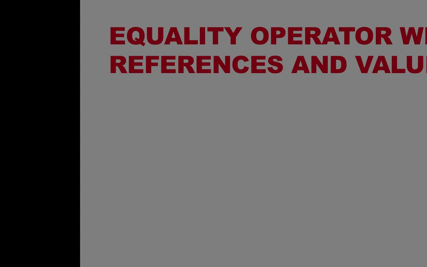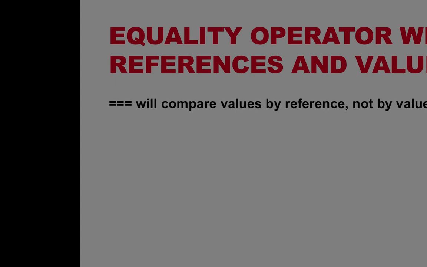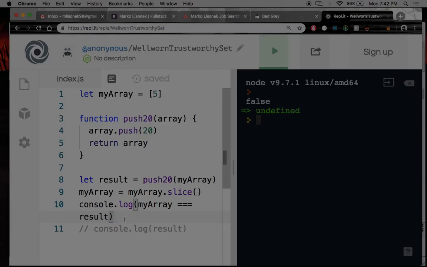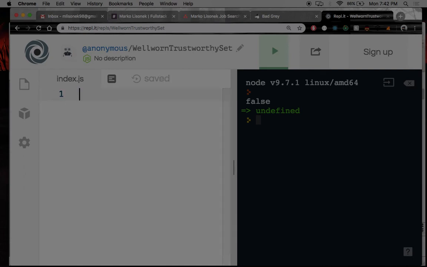So now, once again, the equality operator with references and values. Triple equals will compare values by reference, not by value. So, like we saw in here, these are not the same thing, right? Let me just get rid of all this to make it a little more clear. Say let A equal a value, and then you say let B equal A. So A is equal to B. Yeah, it is, because it's looking at the value here, because the values are copied and they're primitive.